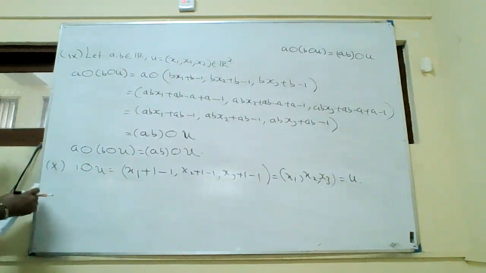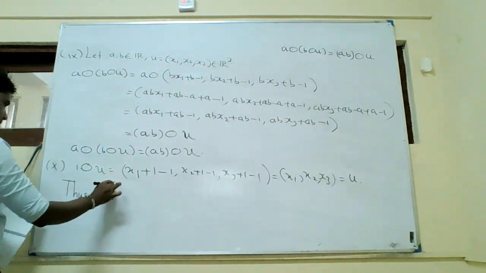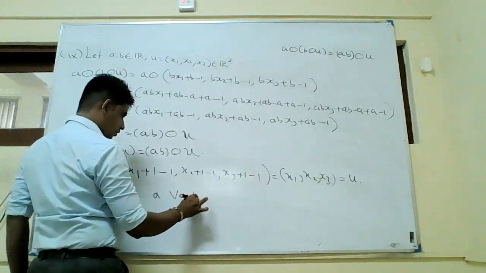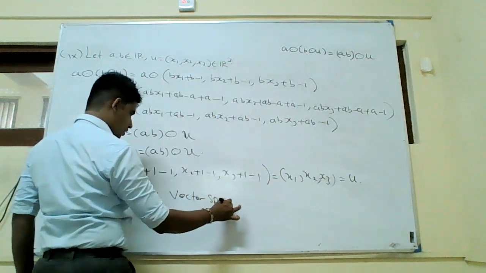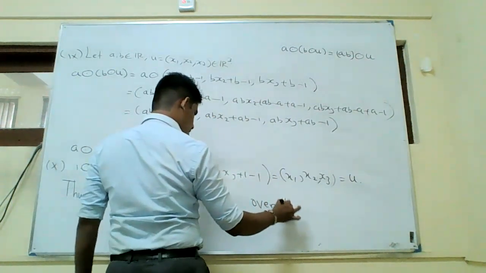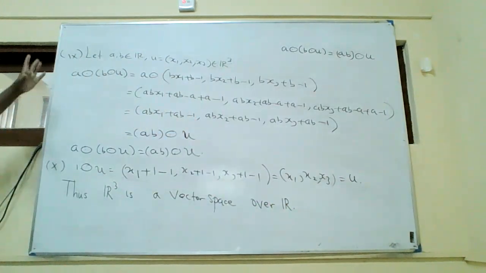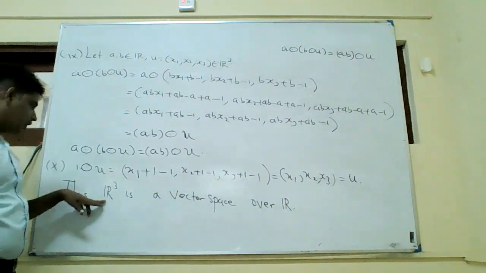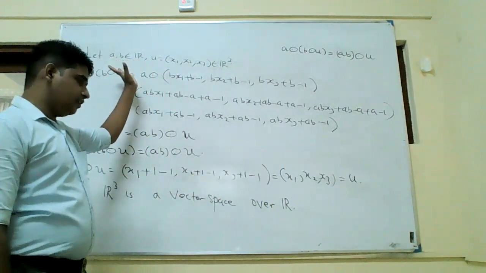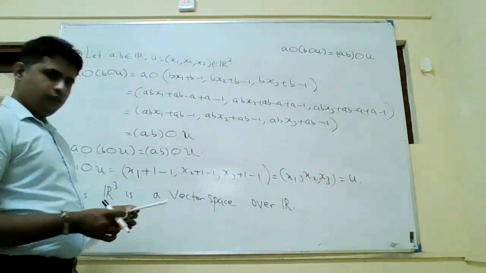So thus R cube is a vector space over the real numbers. Okay, there are 10 axioms satisfied, then we can say that R cube is a vector space under the vector addition and scalar multiplication. Okay.